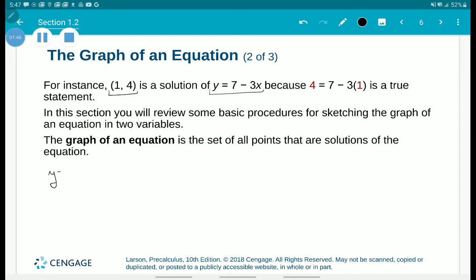Because if we have, and I'm going to write it down here, an x and a y value, and if we were to substitute everything in, we're asking, do we get a true statement? Is 4 the same thing as 7 minus 3 times 1? Well, we know that it is. So because we get a true statement, then we say (1, 4) is a solution of that equation.